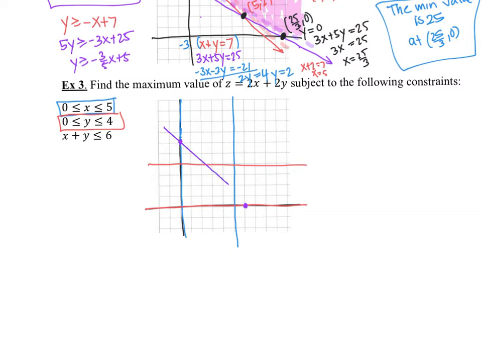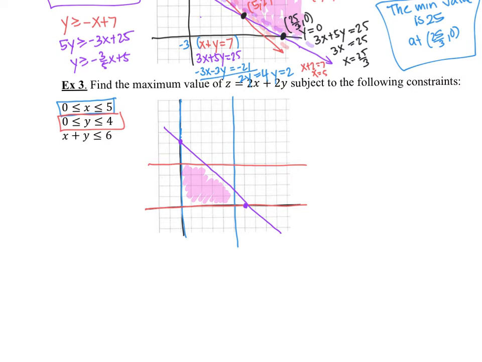Now, if you choose to use intercepts rather than slope-intercept form, that's fine, but you have to be a little careful on your shading. You might need to check a point. So if I plugged in (0, 0), 0 is less than or equal to 6, that checks, which means I must be shading on this side of the line, which means my solution region is going to be in this area here.